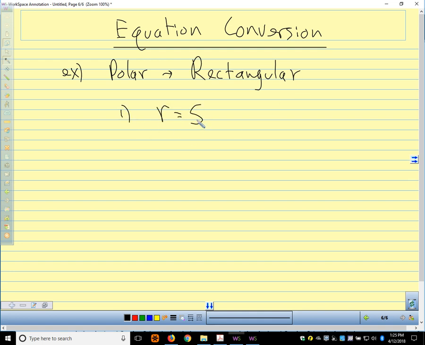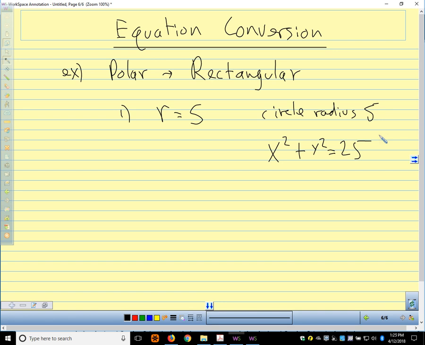R equals 5. So this says that no matter what the radius is, or what the angle theta is, the radius is 5. What is that? That's a circle, a circle with radius 5. What's the equation of a circle with radius 5? X squared plus y squared equals 25.